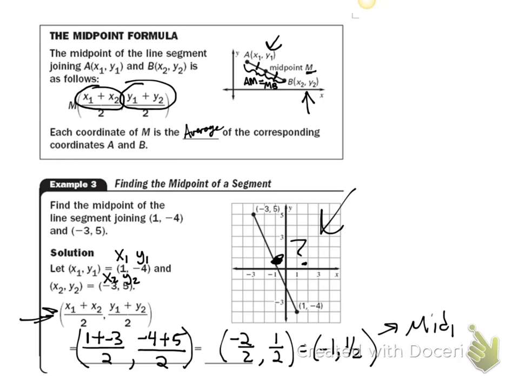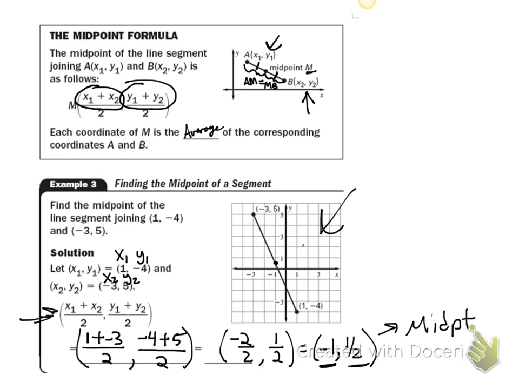Notice the midpoint, unlike distance, is an actual coordinate. It's got an x coordinate and a y coordinate. If we plotted that, let's actually see where that would have landed. 1 over, up a half, that actually is right on our graph, and it looks like it is right in the center. And so that's how you find the midpoint of a segment using the formula.